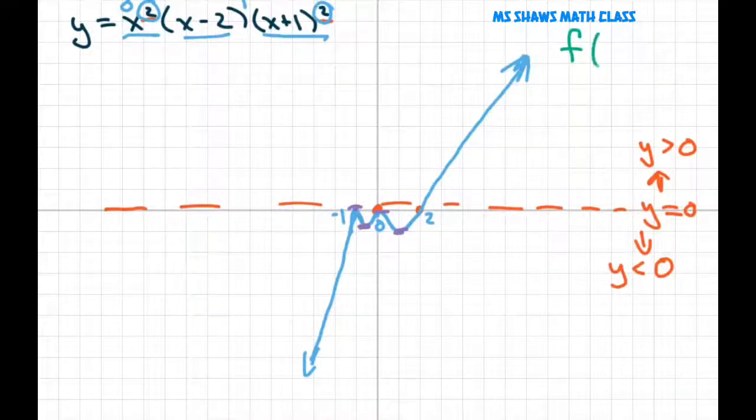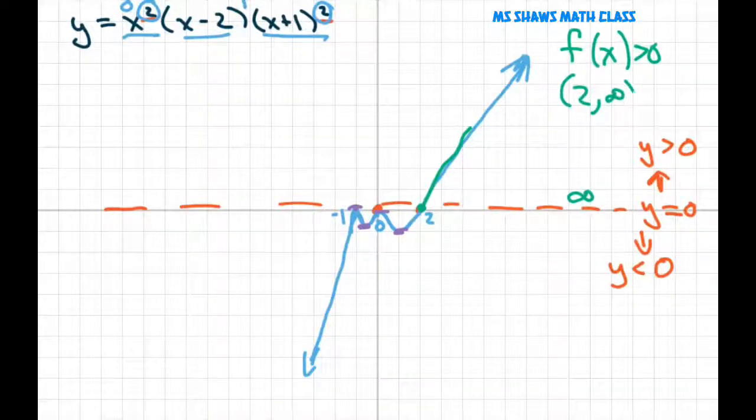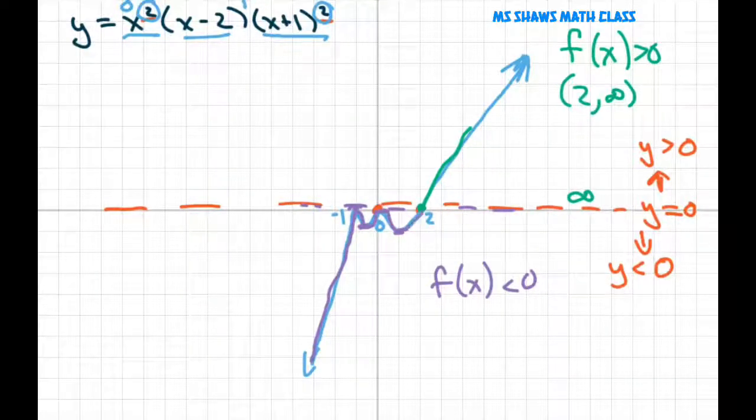the positive part. Where is our f of x positive? Well, it's positive right here, from 2 to infinity, looking at your x values. Now, where is my graph of f of x negative? And that falls below this line. So it's this whole piece here. That's all below the y equals 0. So that's going to be from negative infinity to 2.